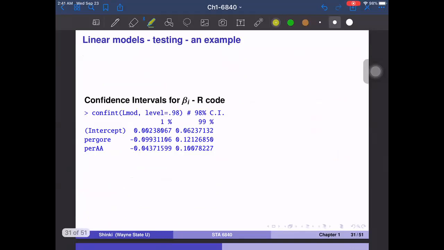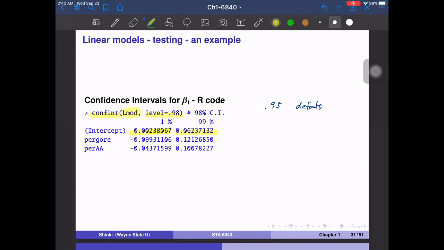In R, you can use the confint function, and you can put in a linear model object. Then you can specify the confidence level. I specified 98%. 0.95 is the default, and often people use a 95% confidence interval. For the intercept, the 98% confidence interval is this. So we are confident that the intercept is actually between these two values, so at least more than 0.